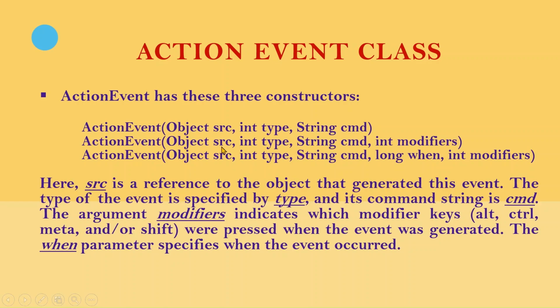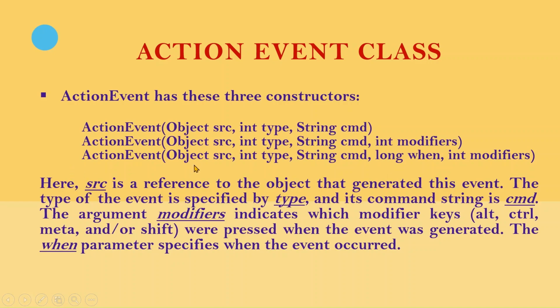Now coming to the second constructor, we have the same first 3 parameters, followed by the modifiers. The modifier indicates which modifier keys like Alt, Control, Meta, and or Shift were pressed when the event was generated. So these are all constants. If you are using Meta, Control, or Alt, those identifiers you need to write. Just now we saw in the previous slide ALT_MASK and META_MASK. Those things you need to write here.